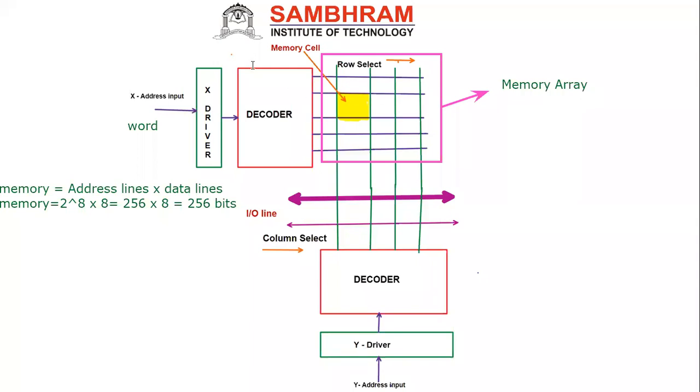So now how it will be here, this will be called row select. This will be called column select. This is row size and column size. So I can say 256 columns, then rows also 256. So simply, I can say it is a 256 cross 256 memory array.